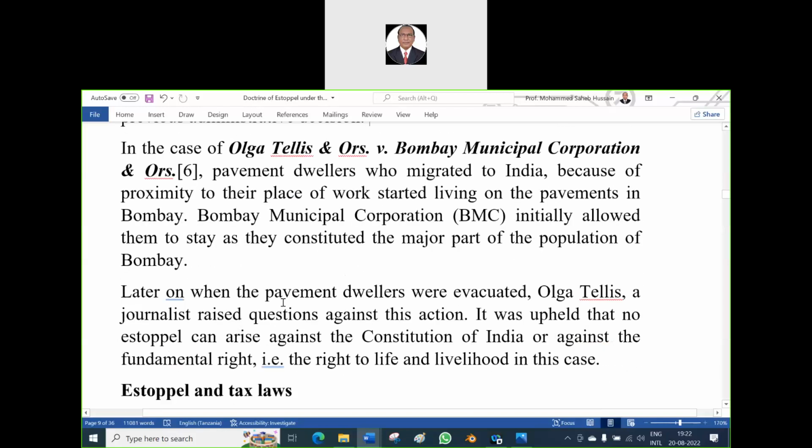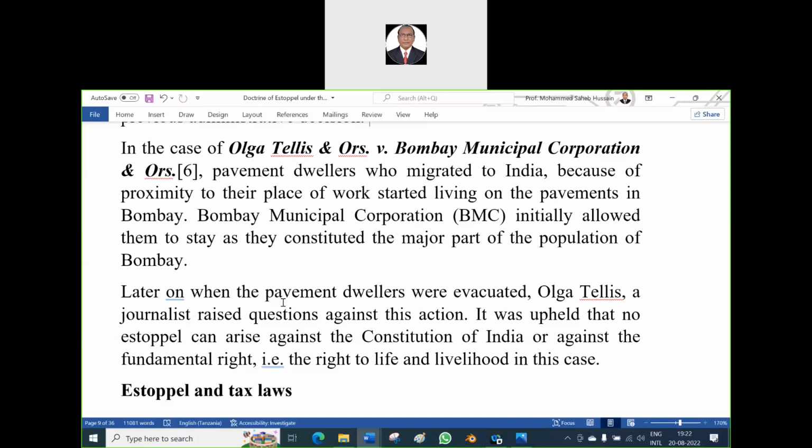Later on, when the pavement dwellers were evacuated, Olga Tellis, a journalist, raised the question against this action. It was upheld that no estoppel can arise against the Constitution of India or against the fundamental rights, that is, the right to life and livelihood in this case. So, a journalist raised the question against this action, then can estoppel work here? Can the migrant people be allowed to sleep on the pavements once they are allowed? Does it mean they were allowed for life?